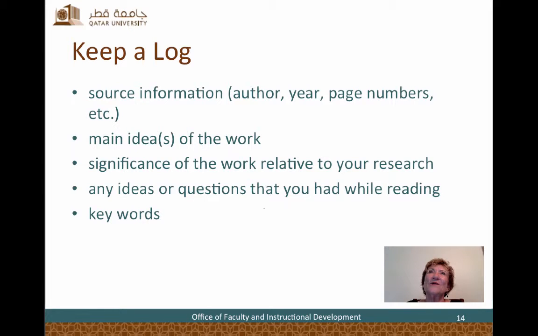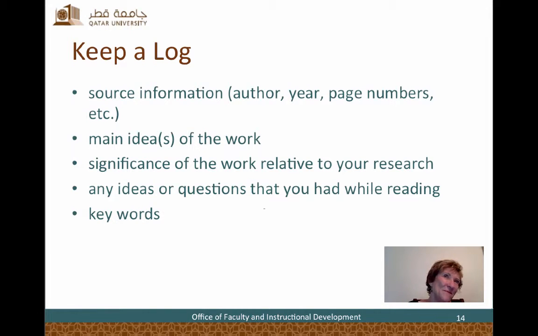Now, when you're doing your literature review, not when you're writing it, when you're doing it, keep a log of the source information. You can do this electronically. There's EndNote, there's various other programs out there that can help you do this. Or you can just do it on a piece of paper in a notebook. But however you do it, keep up with the articles you read. Put in the author, the year, the page numbers, etc., all the information you need for the full citation. Put in the main ideas of the work. And a note on why you think it might be significant.